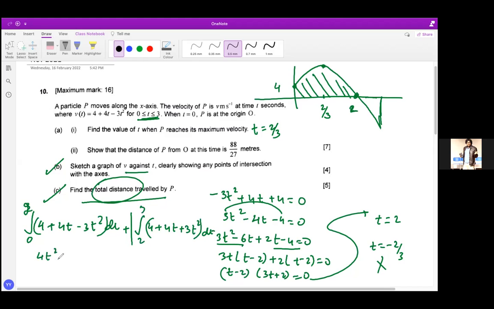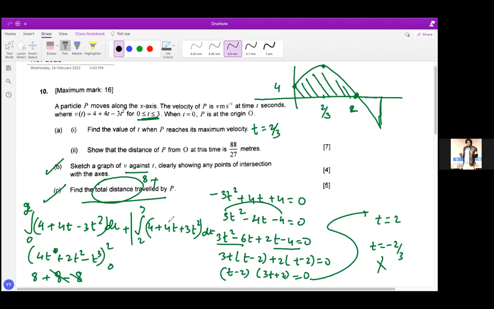We already have the integration, 4t plus 2t squared minus t cubed. So you put in the limits, 2 and 0. If you put in the limits, it's 8 plus 8 minus 8, so this gets cancelled. So the first part is 8, and we are still left with the second part.